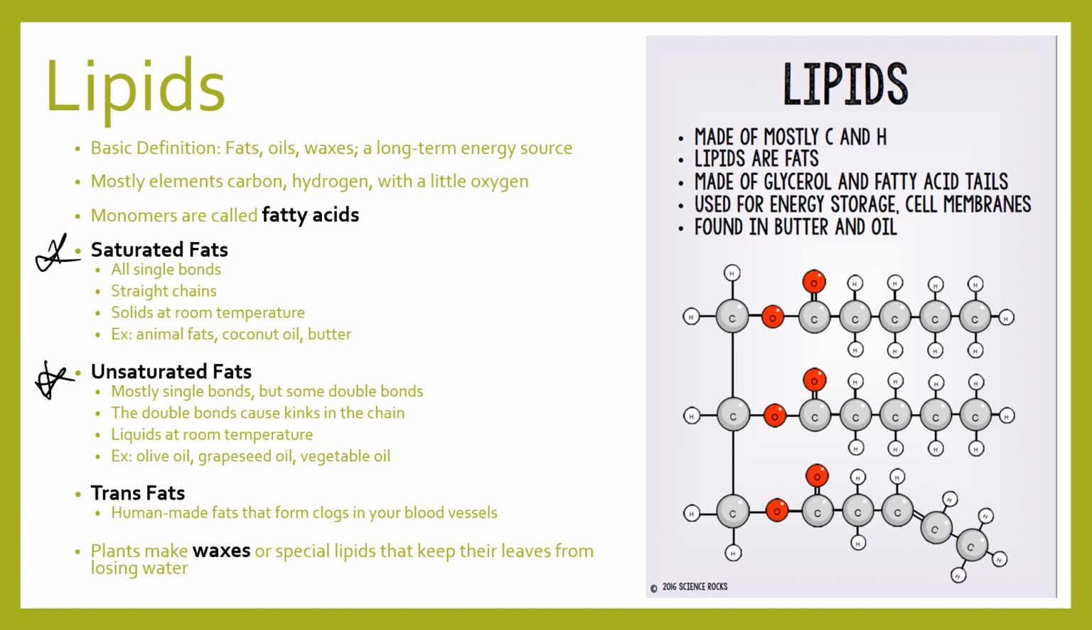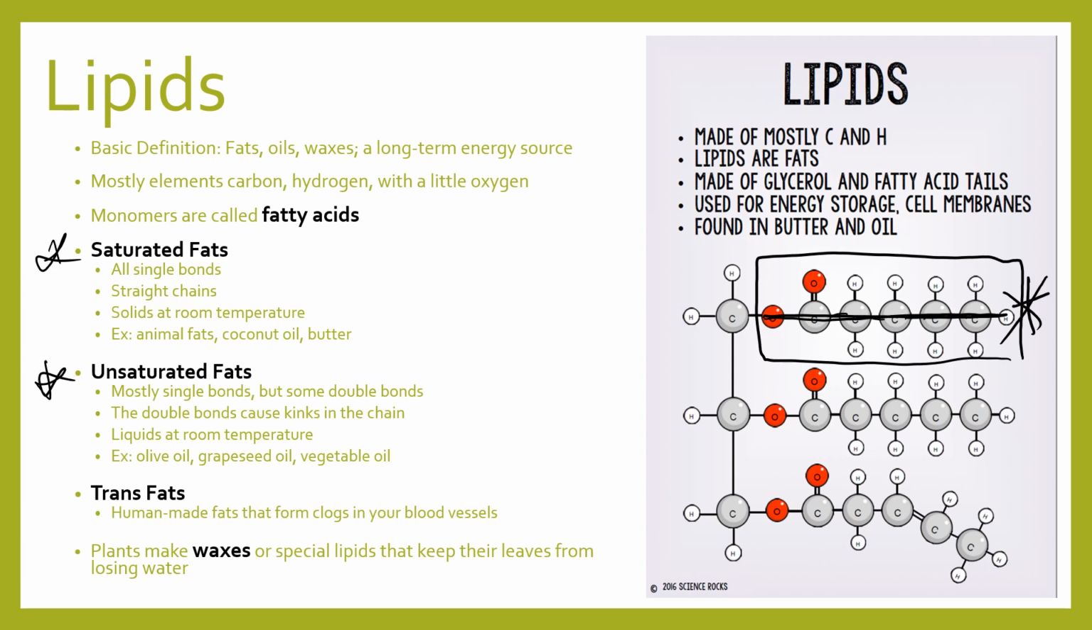In a saturated fat, which is the top line here on our monomer, our fatty acid, it has all single bonds connecting these carbons. Because of that, it's going to look like a straight chain. So these are going to be solid lipids at room temperature. They're not oils, they're like fats or waxes. Things like animal fat, butter, ghee, or coconut oil.